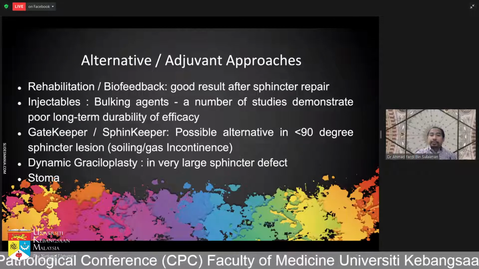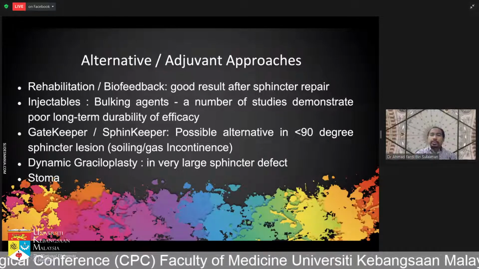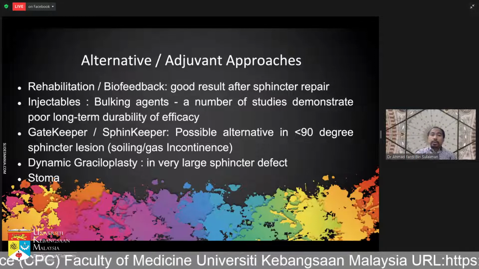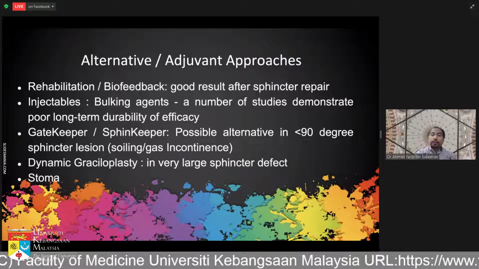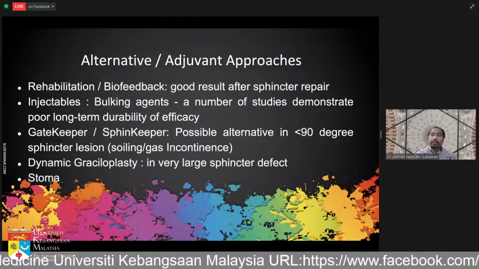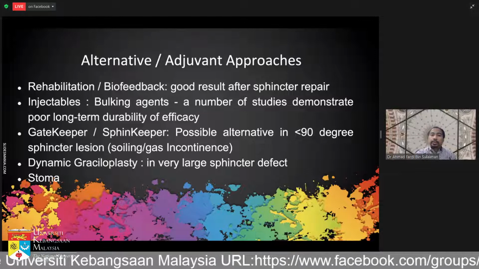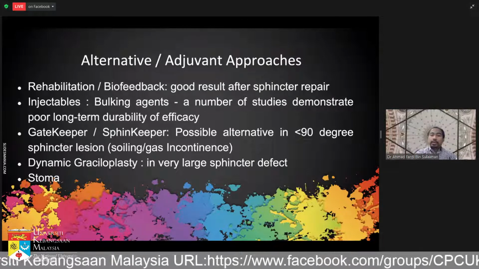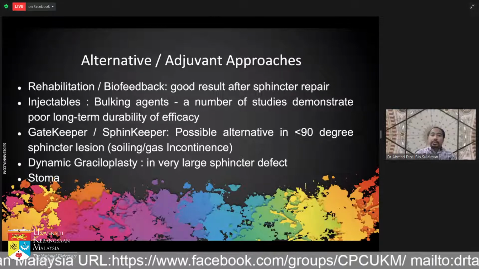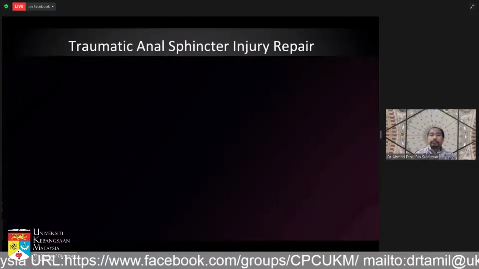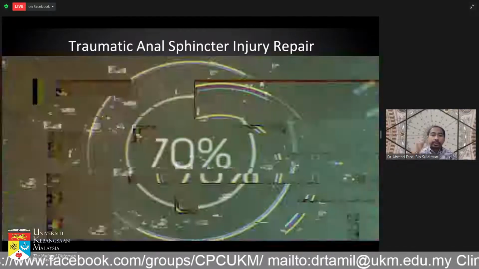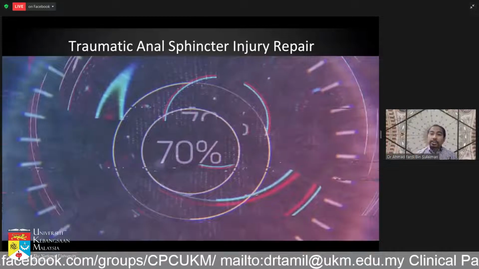And there is an alternative or adjuvant approach when we are dealing with a delayed detection of the sphincter injury, or we want to get a good outcome after the repair. For example, we do rehabilitation biofeedback, injectable bulking agent, Gatekeeper or Sphinkeeper when there is less than 90 degrees of sphincter lesion, and dynamic graciloplasty plus minus creation of the stoma. So I want to share the video about the procedure of sphincter repair on this patient.